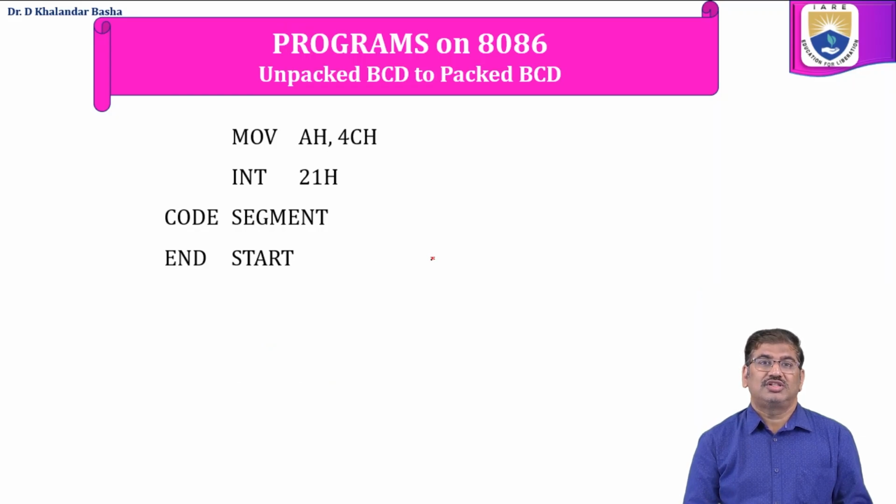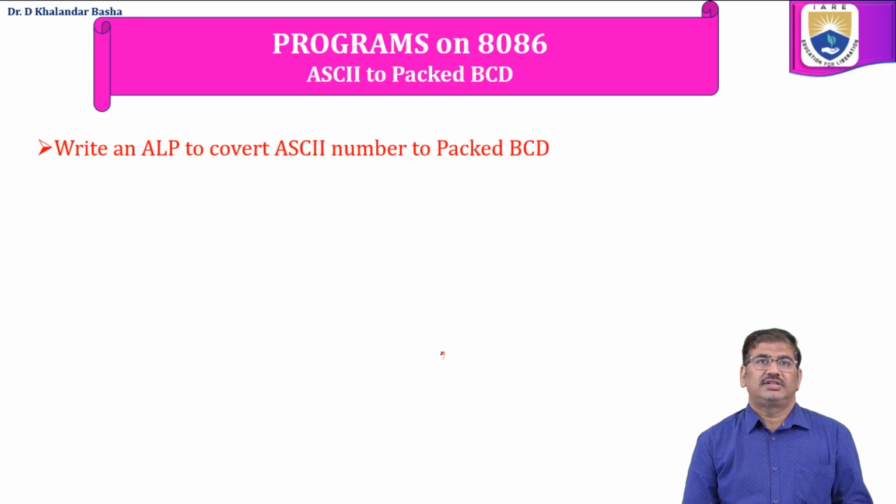To return to the DOS prompt, we use the subroutine 4CH, which will be loaded into AH. Then we write INT 21H. Then we end the code segment by using code ENDS. And to end the program, we use the END directive, where the program is started with the label start. Next program is for writing an ALP to convert an ASCII number to a packed BCD number.